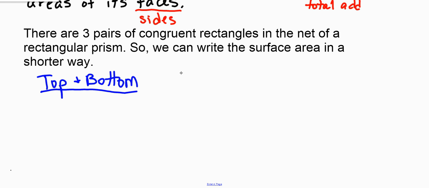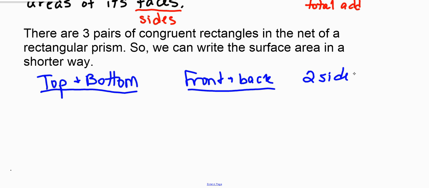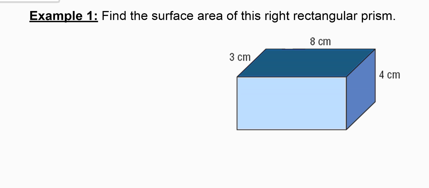Then I have the front and back, which again, I'm going to calculate one of them and multiply by 2. And then I have 2 sides of my shape, which I'm going to again multiply by 2. So we're going to do an example here where I break it out like that. So example 1 is find the surface area of this right rectangular prism.